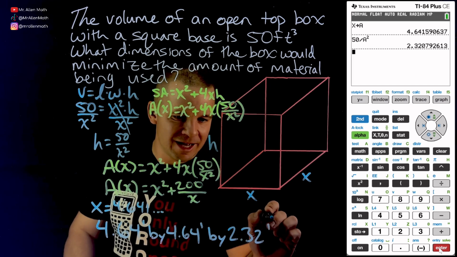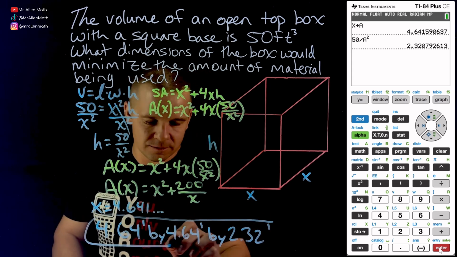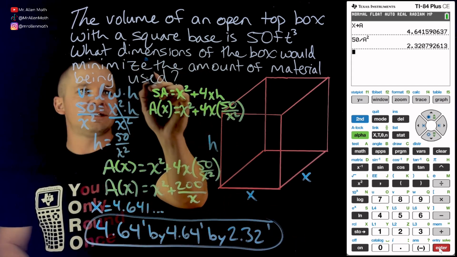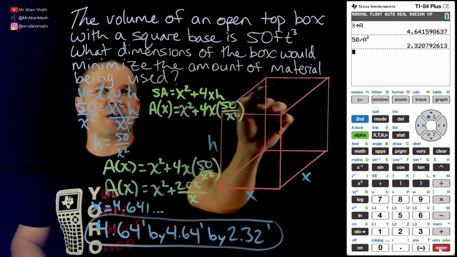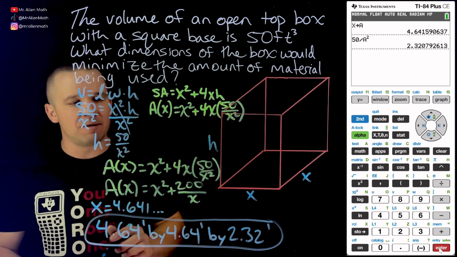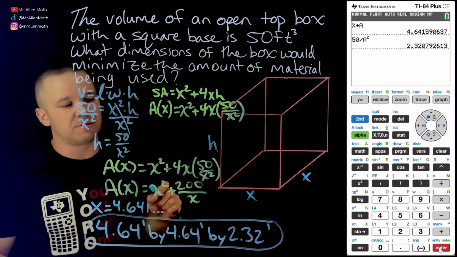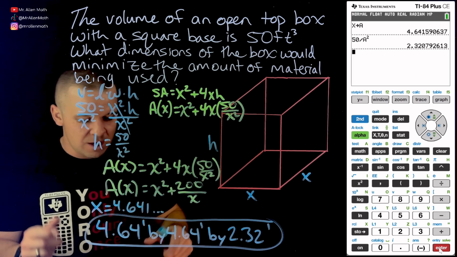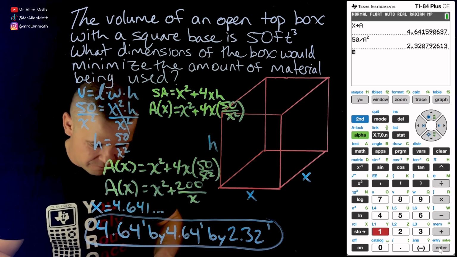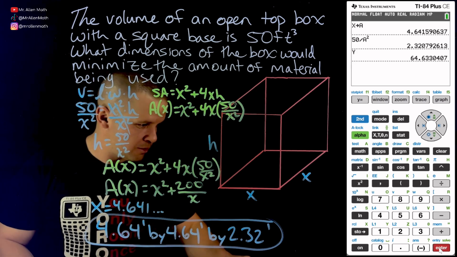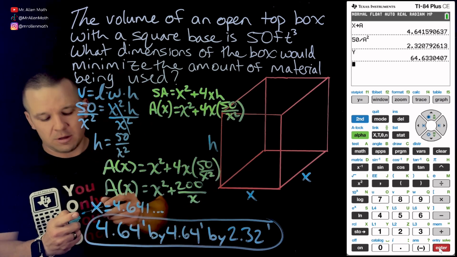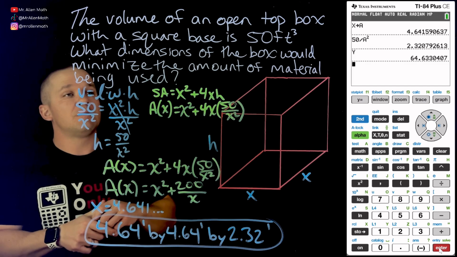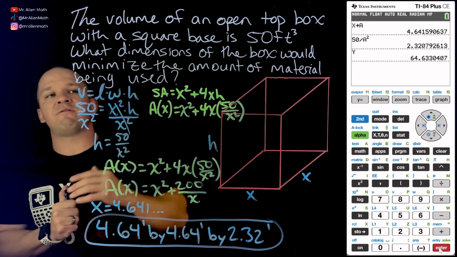2.32 feet. Did I answer my question that I wrote? What dimensions of the box would minimize the amount of material being used? That was the minimum surface area. That was my X value for the minimum surface area. It was 64 point something or other. Actually, I can bring that back up. Alpha Y. Enter. It was 64.633, my minimum surface area, given that volume and that it's a square base.